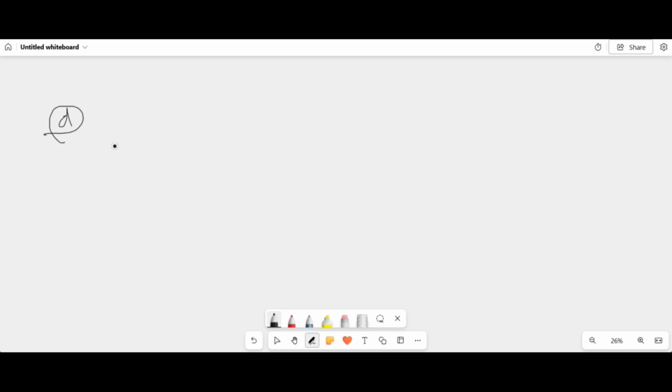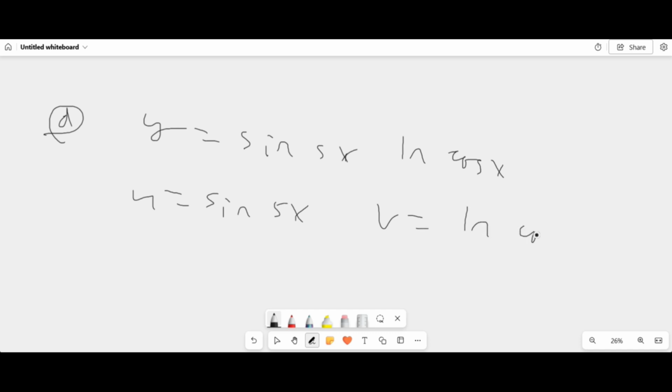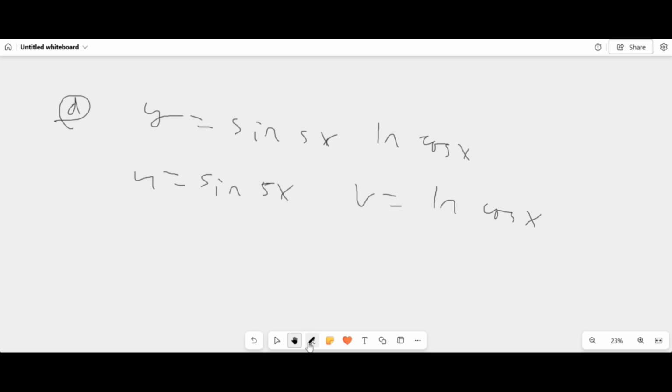Alright, question D. We've got y is equal to sine 5x ln cos x. Again, we've got two functions here, and a function inside a function. So make u equal to sine 5x, that's the first function, and v is the second function, that's ln cos x. Now we need to find du over dx. Bring the 5 outside and sine differentiates into cos, so du over dx is 5 cos 5x.